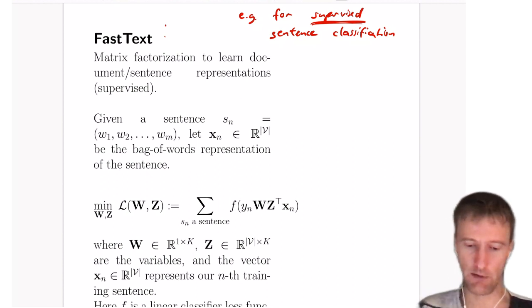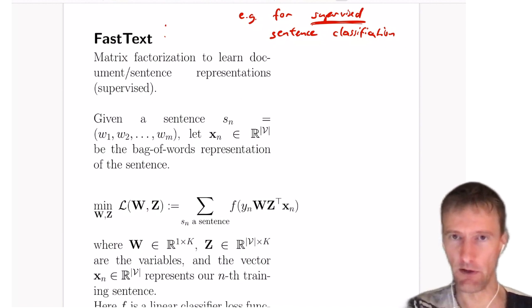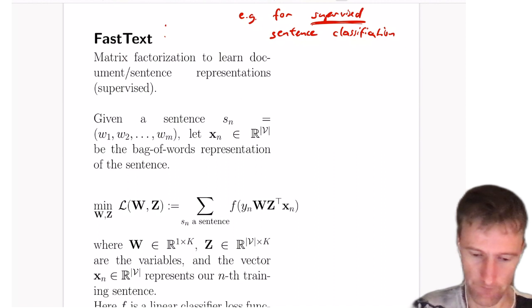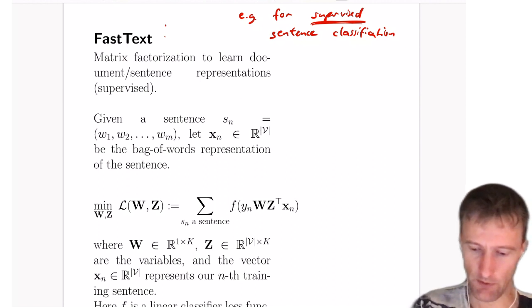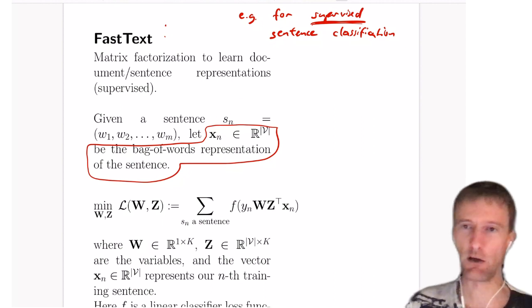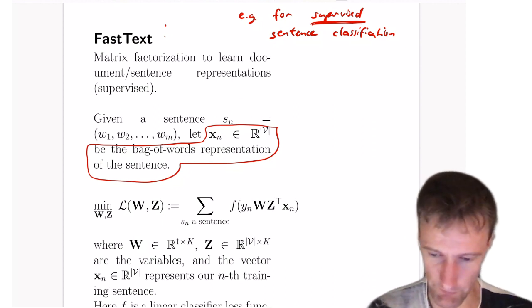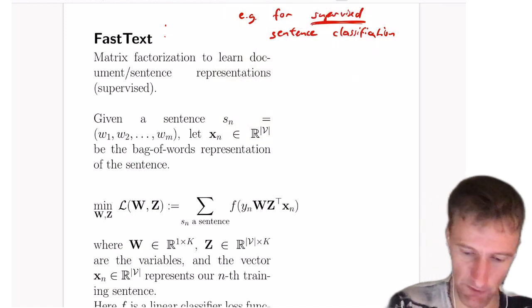So mathematically, what function is it optimizing? Why is it a matrix factorization? The way it works is also very, very simple. For the notation, we introduce some x vector, which is a bit strange, but that's just the bag of words representation of my sentence.